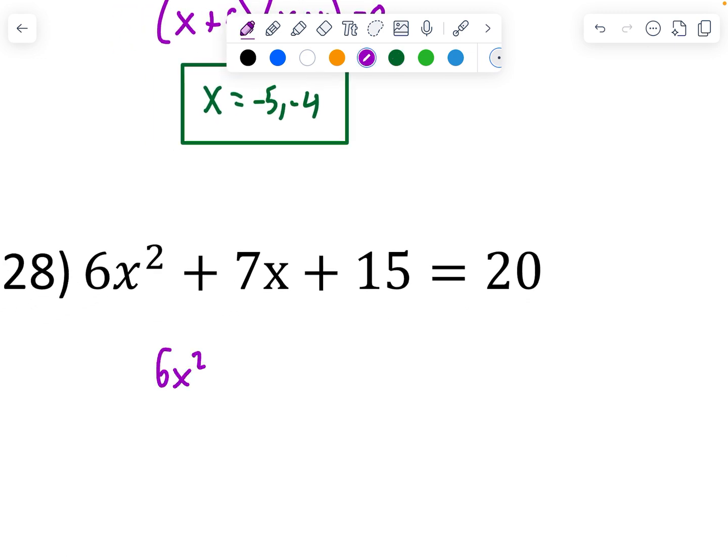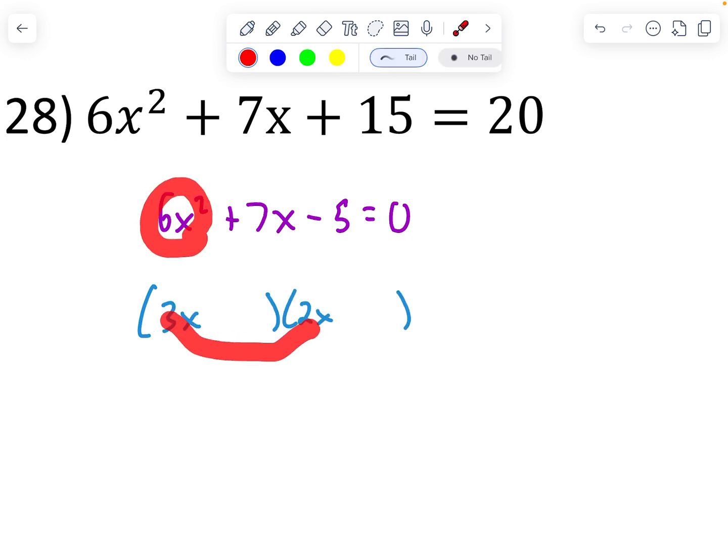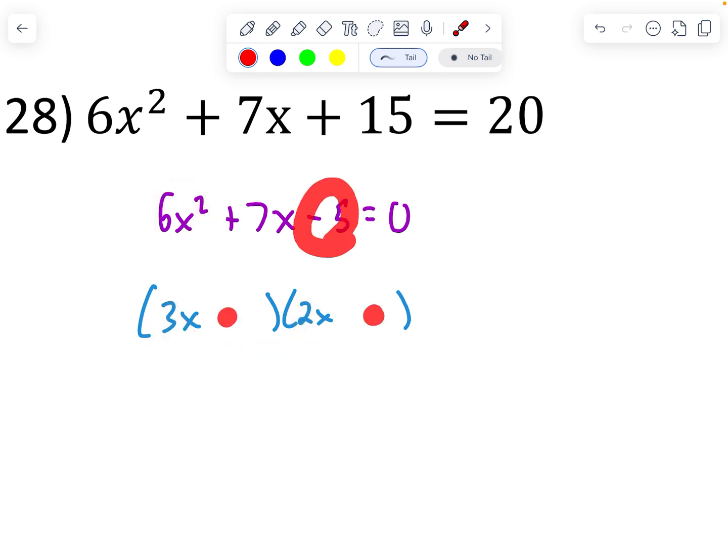So it's 6x squared plus 7x, subtract 20, so you get minus 5 equals 0. Now when you double bubble, it is just guess and check. I'm going to put 3x and 2x, because these two things have to multiply to get 6x squared. So it could be 6x and 1x. But then the numbers that go here and here have to multiply to get negative 5.